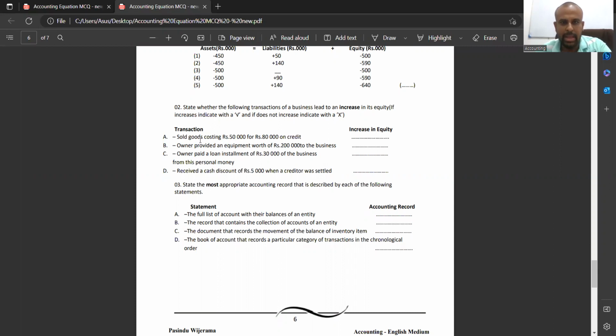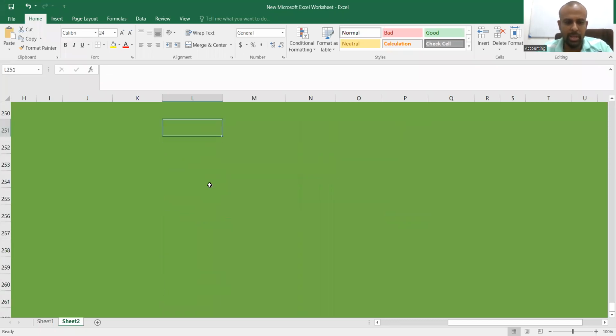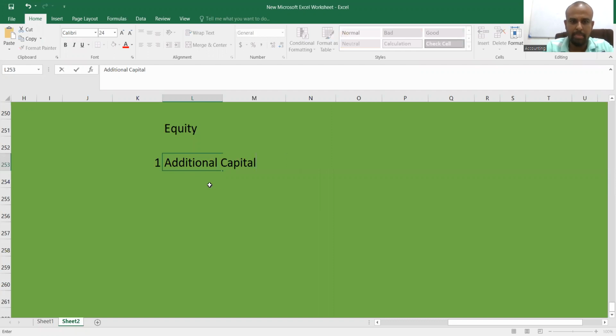Now we know, son, how does the equity balance of a business increase? How come the equity balance of the business could increase? There are a few reasons for a business's equity to increase. What is one? Additional capital. The second one is what? Profit or income. Second one is a profit or income. Right. Okay. Those are the two main reasons to increase your equity balance.